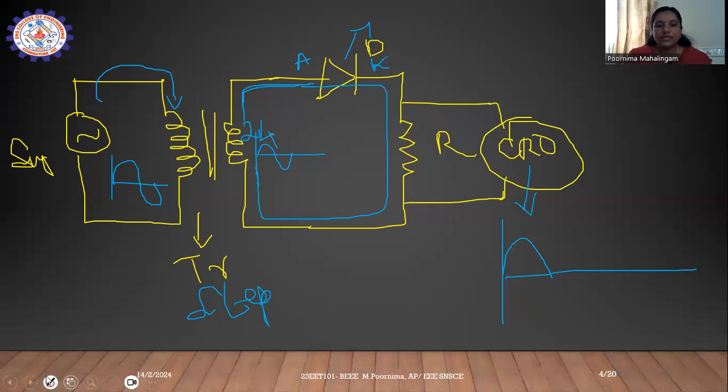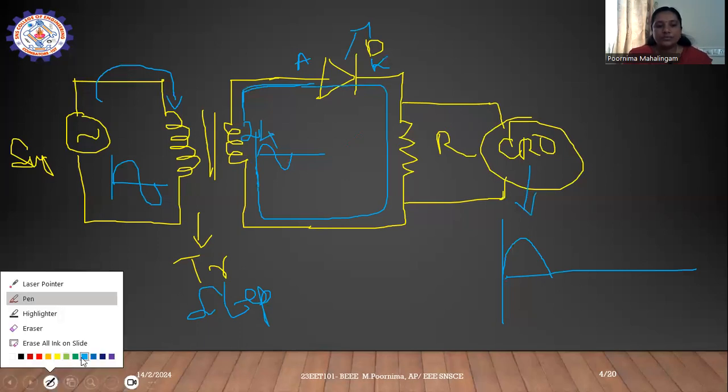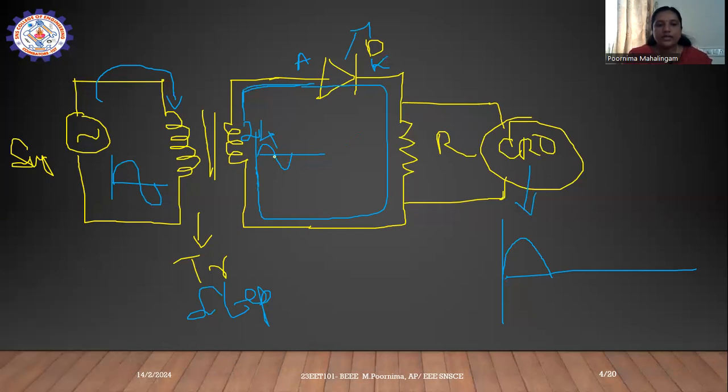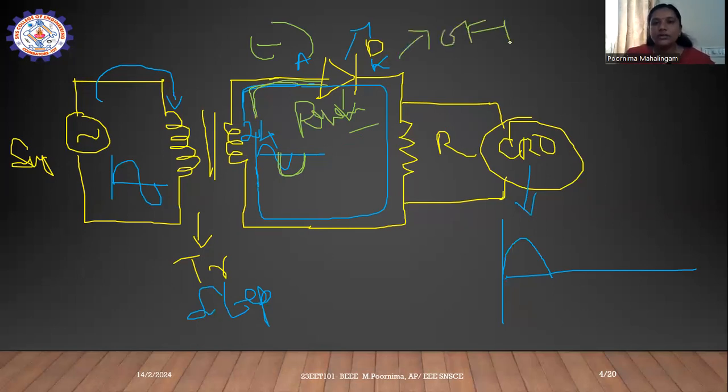Now what happens next? The reverse bias. Next is the negative half cycle. Now the anode is connected with the negative half cycle. What happens? Now this diode is in reverse bias. And now what happens here? This diode is in the off condition.